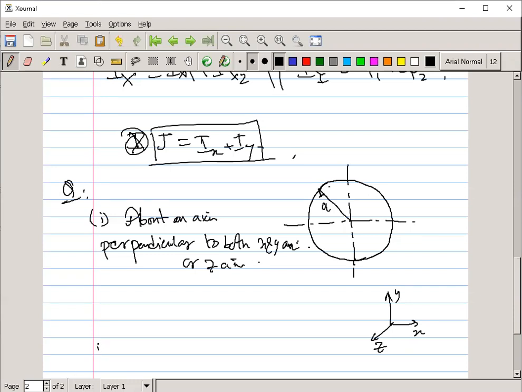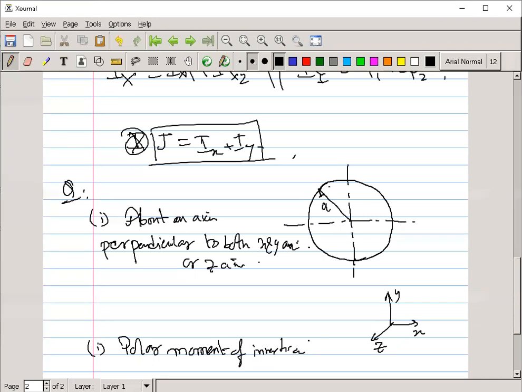Okay, first solve this one. Please send your attendance screenshot. Send your attendance screenshot.